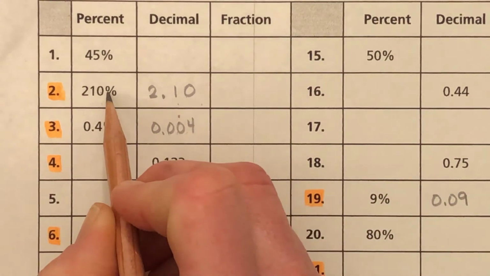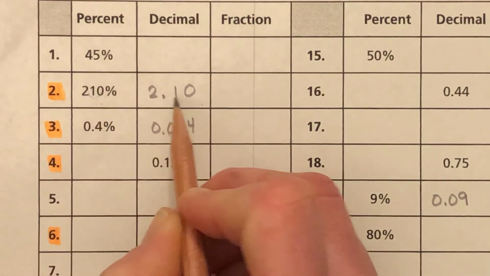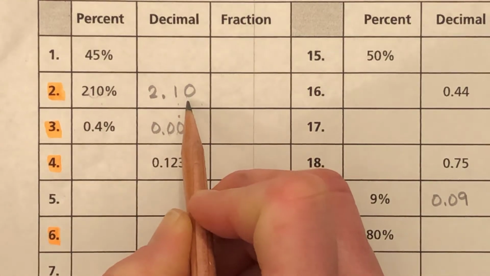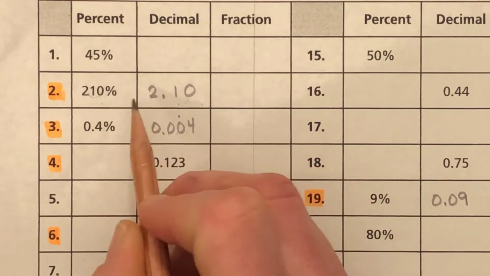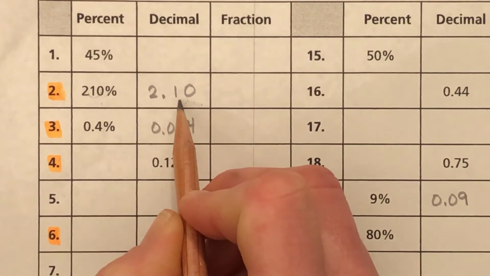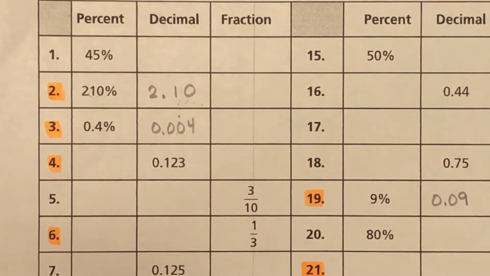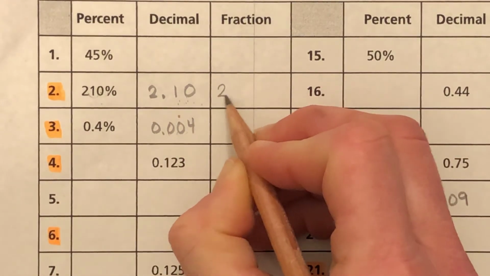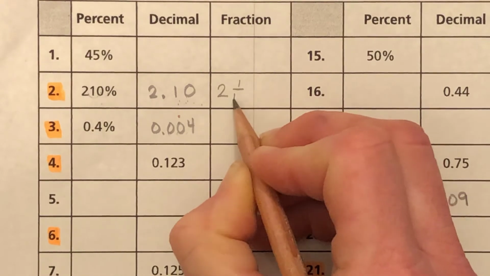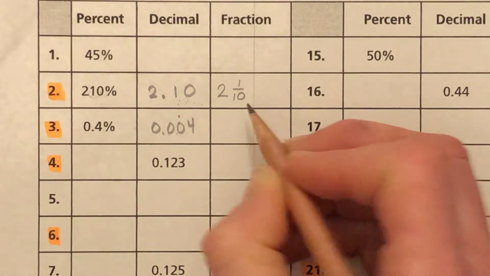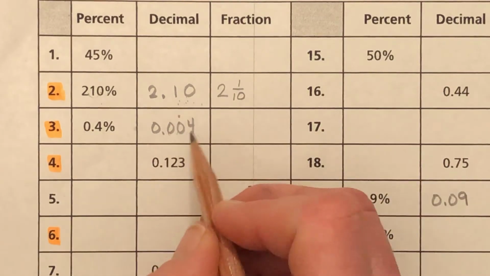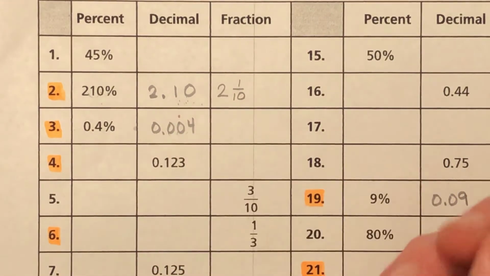So 210% becomes 2 whole and 10 hundredths, sorry. 2 whole and 10 hundredths, or 2 whole and 1 tenth. In fraction form, I would write 2 and 1 tenth. I could have written 2 and 10 hundredths and then reduced it to 1 tenth.